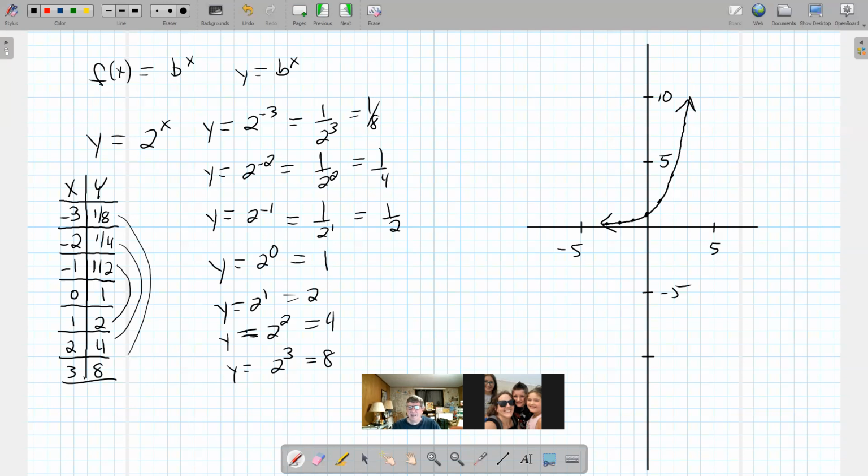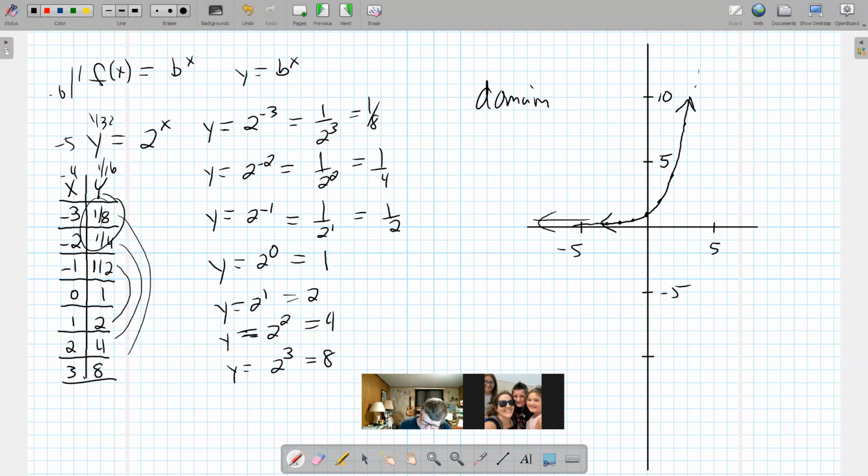It sort of looks like half of a parabola, but it really isn't. As we go to the right, this thing is going to continue to climb. As we go to the left, this is going to get closer and closer to the x-axis. But notice here, if we went to -4, it would be 1/16, and -5, 1/32, and -6, 1/64. In other words, this thing would get closer and closer and closer to the x-axis, but it would never reach it.